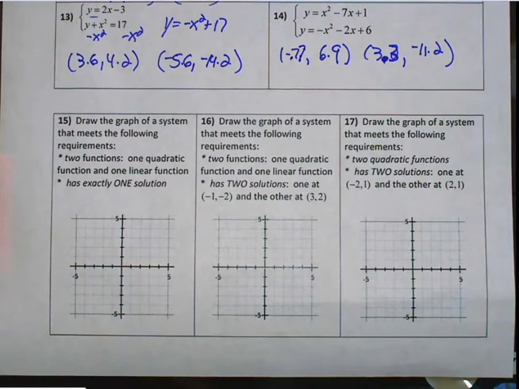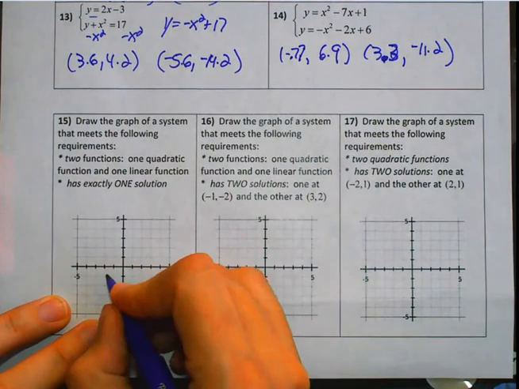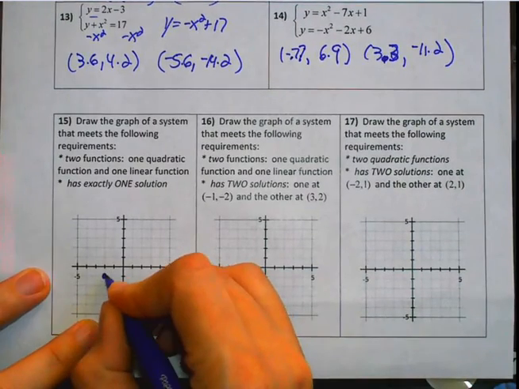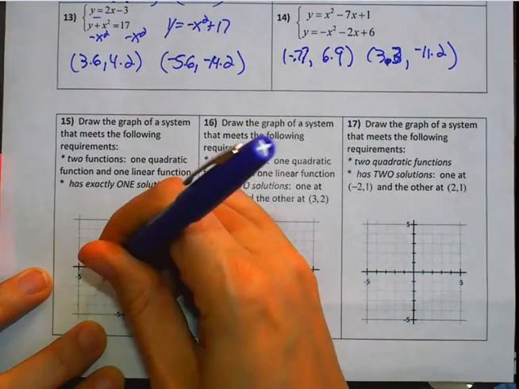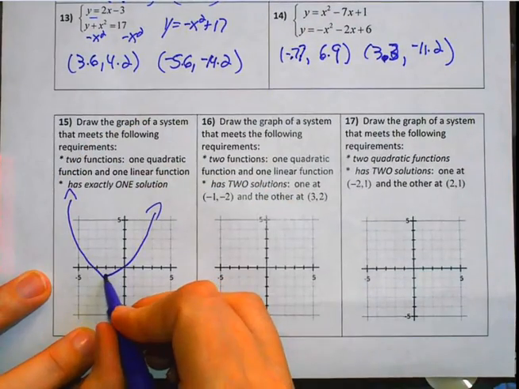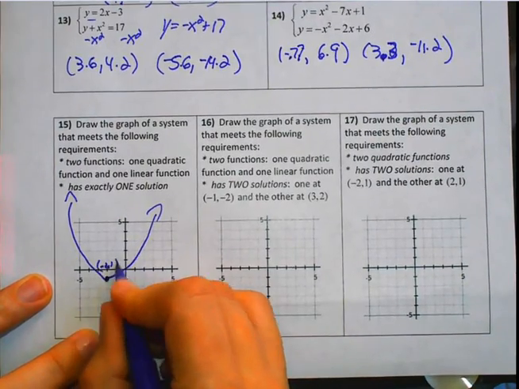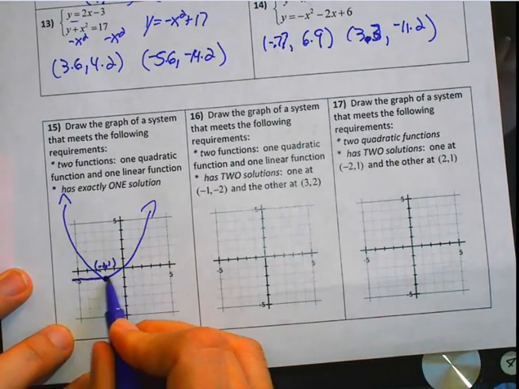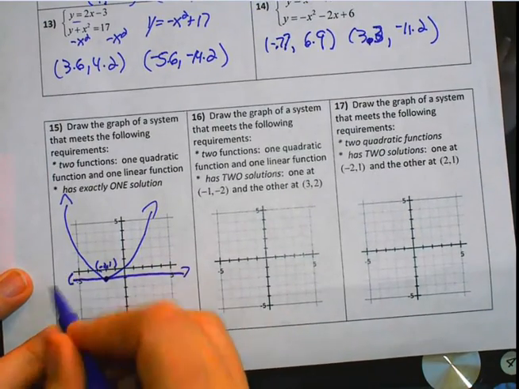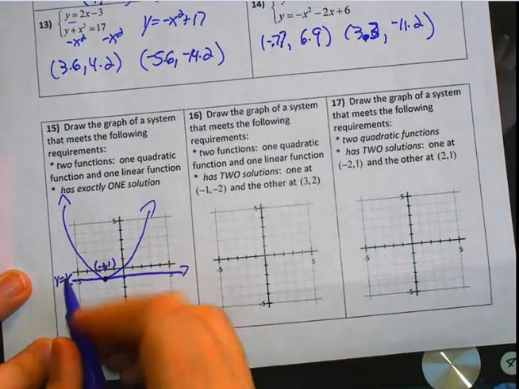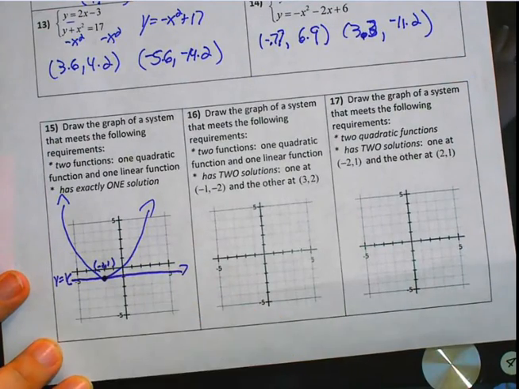Okay. Number 15 says, draw the graph of a system that meets the following requirements. 2 functions, 1 quadratic, and 1 linear with exactly 1 solution. Okay, so a good example of that would be a parabola that, say, has a vertex, and our vertex right here is at negative 2, 1. But then I have a horizontal line, which is y equals 1. So it's only going to connect in that place right there.